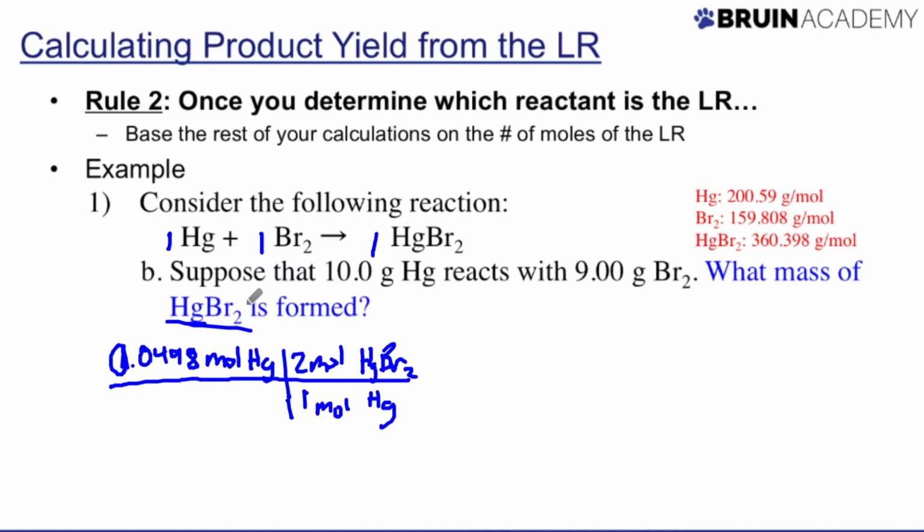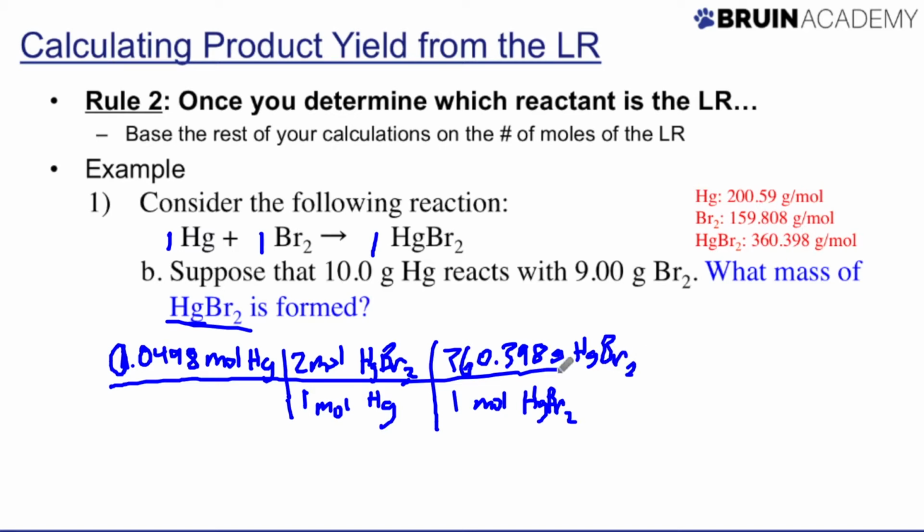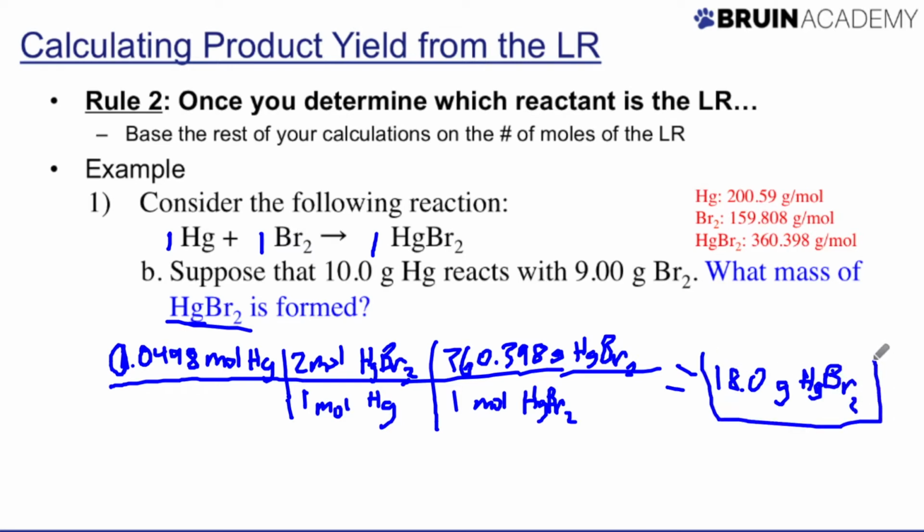But they're not asking for how many moles of HgBr2 are formed. They're asking for the mass. So the final step is to convert these moles of HgBr2 to grams. All right? And to do that, I use the molar mass. So for every 1 mole of HgBr2, I make, that's equal to 360.398 grams of HgBr2. And then I put everything in my calculator, right? I go ahead and do 0.0498 times 1 times 360.398, and that should get us 18.0 grams. All right? And I'm going to use 3 significant figures because that's what's given to me in the problem. So again, just a quick reminder to always base all your calculations from the limiting reagent, right? Because that's what determines product yields.